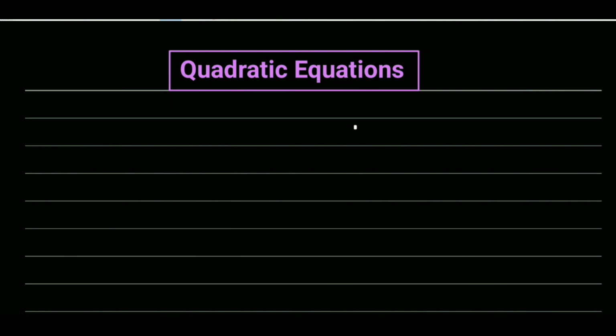First of all, I will tell you what quadratic equations are. Those equations whose maximum power of x is 2. So let me write here, the equations whose maximum power of x is equal to 2 will be called quadratic equations. So I will write some examples.